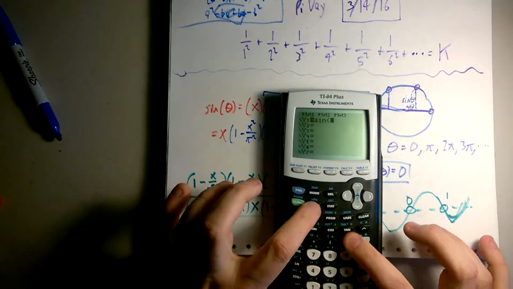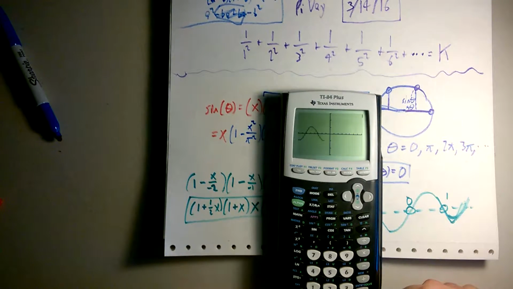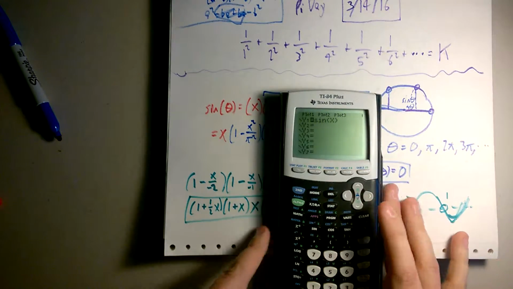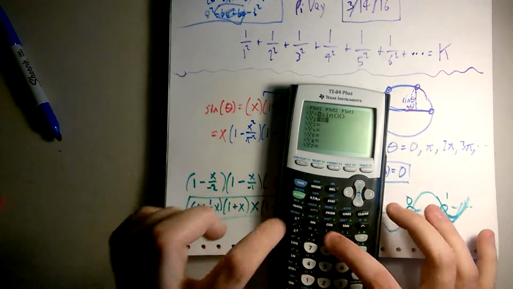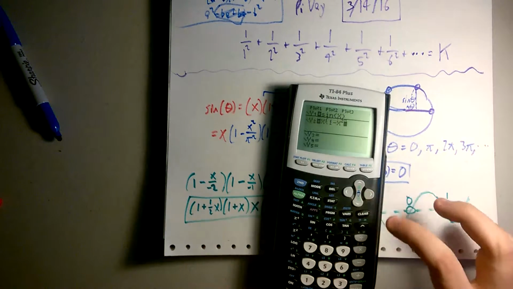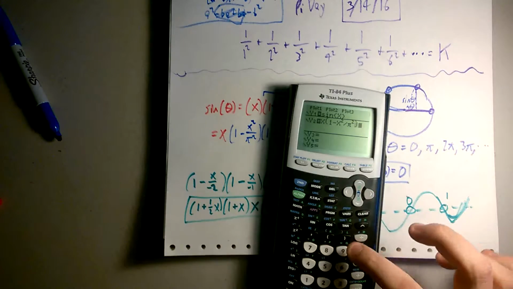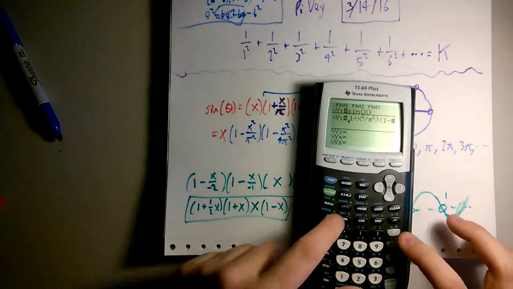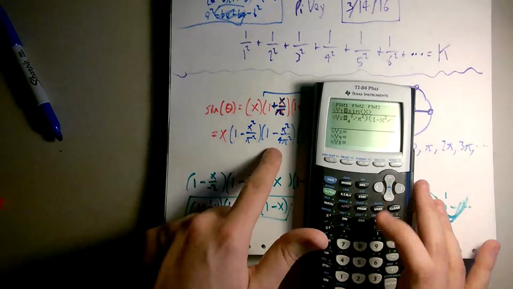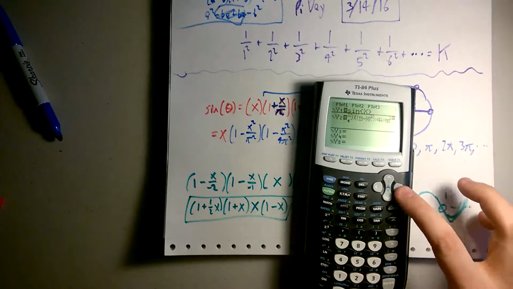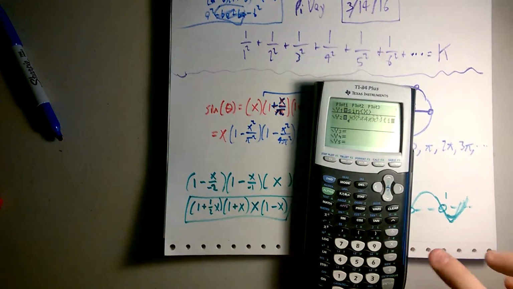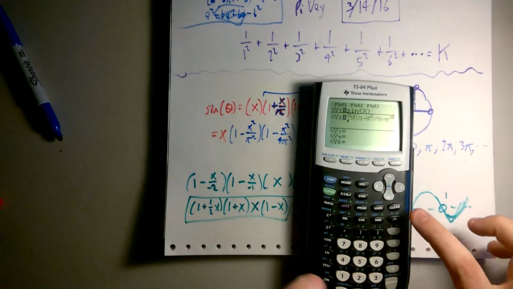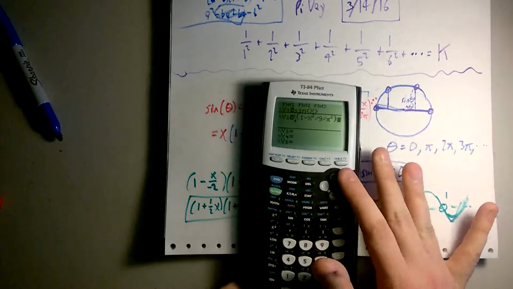Alright, so let's graph sine. Sine looks like that. Alright, you get it. Let's now plot this excellent equation. X times 1 minus x squared divided by pi squared. Then we're going to multiply that by 1 minus x squared divided by 4 divided by pi squared. Now we're also going to do 1 minus x squared divided by 9 divided by pi squared. And let's end it here. Let's see how well this looks.